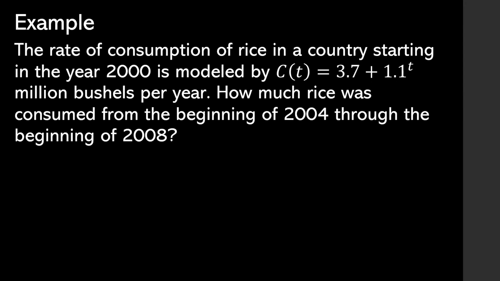The rate of consumption of rice in a country starting in the year 2000 is modeled by C of t = 3.7 + 1.1^t million bushels per year. How much rice was consumed from the beginning of 2004 through the beginning of 2008? You don't need to do this problem graphically, but I really think a graph helps explain what's going on. Now, the other thing I think we need to understand is you should already know your answer.